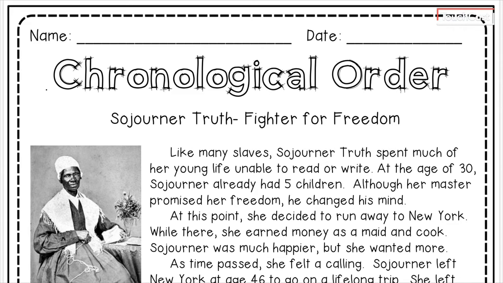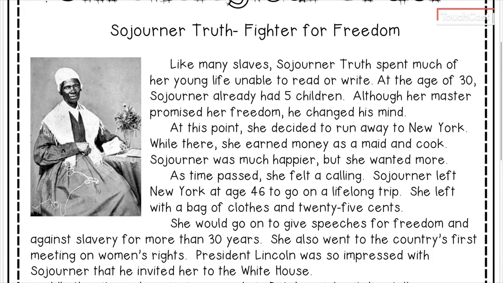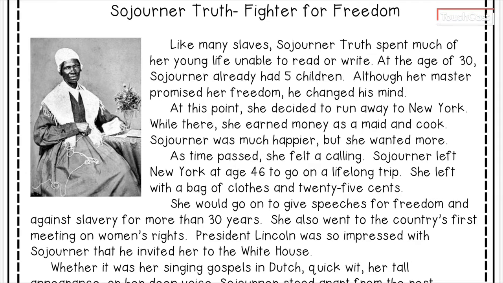Like many slaves, Sojourner Truth spent much of her young life unable to read or write. At the age of 30, Sojourner already had 5 children. Although her master promised her freedom, he changed his mind. At this point, she decided to run away to New York. While there, she earned money as a maid and cook. Sojourner was much happier, but she wanted more. As time passed, she felt a calling.